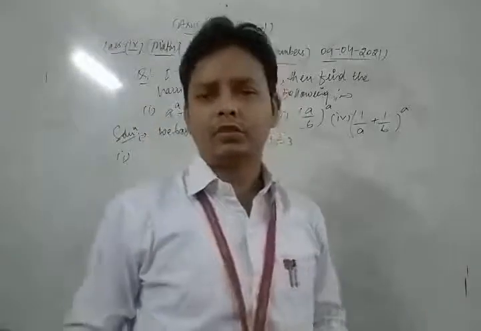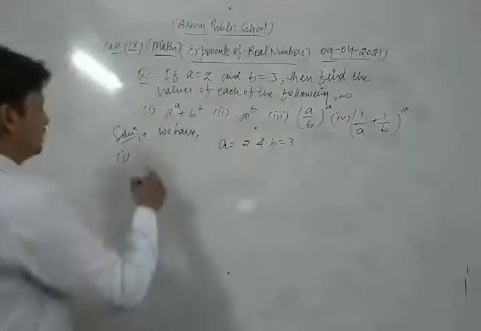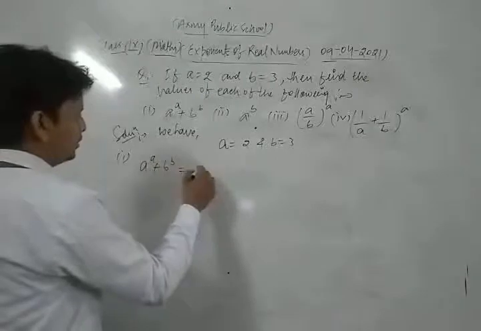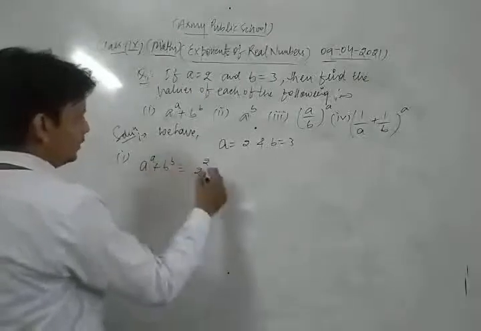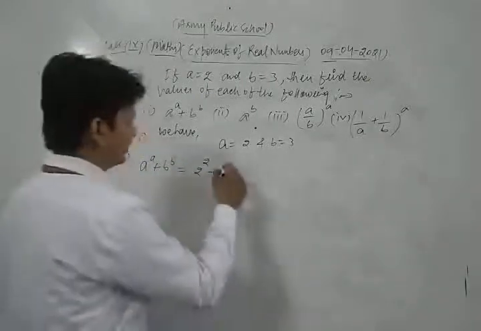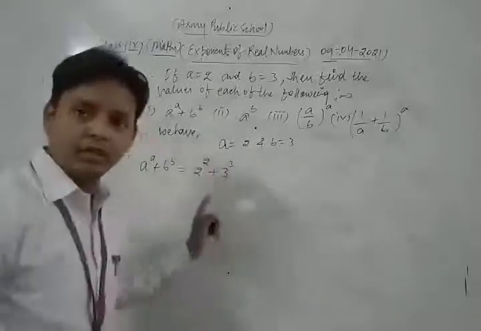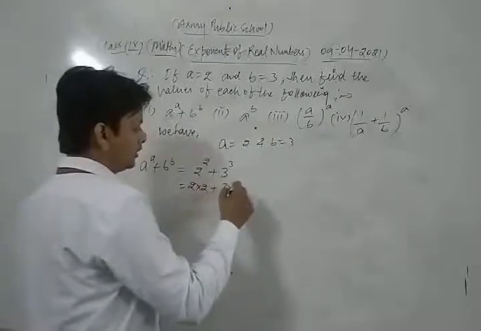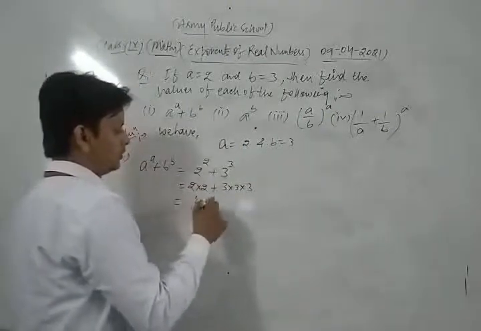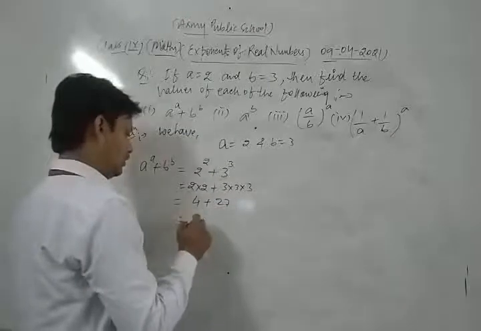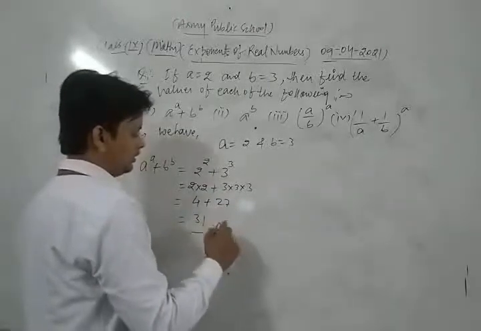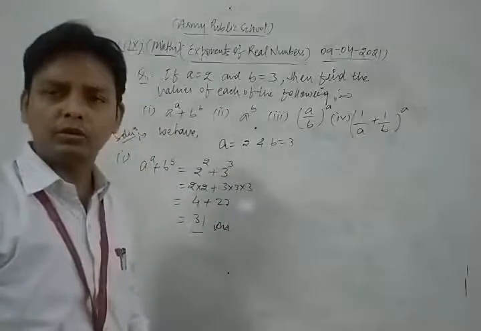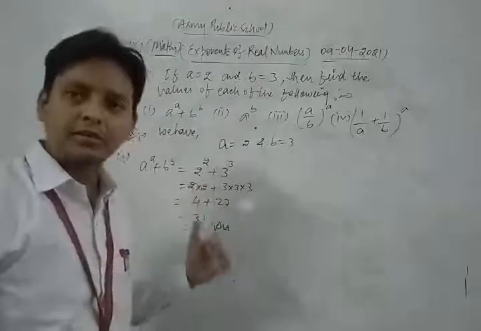We are finding the value of a to the power a plus b to the power b, so we put the value of a and b. So a means 2 to the power 2, plus b is 3 to the power 3. Now we expand them: 2 into 2 plus 3 into 3 into 3. This is 4 plus 27, which is 31. This is the required solution of the given question. We just put the values of a and b in the given expression and simplify to get our result.